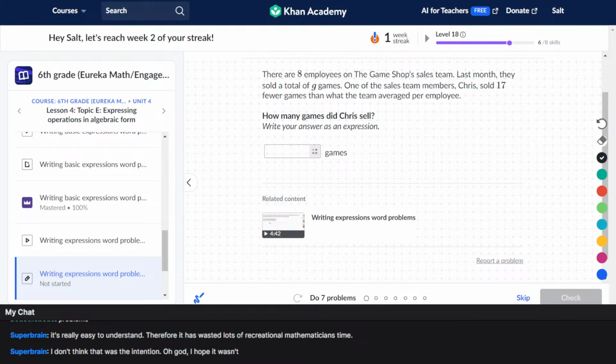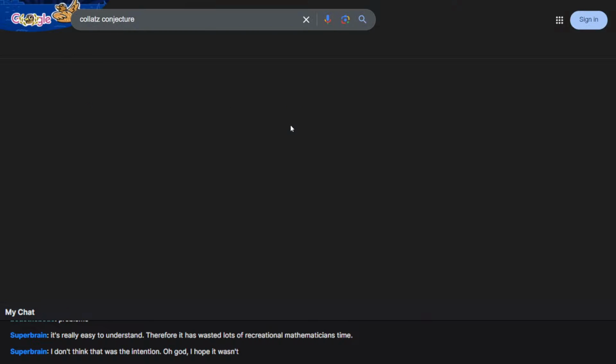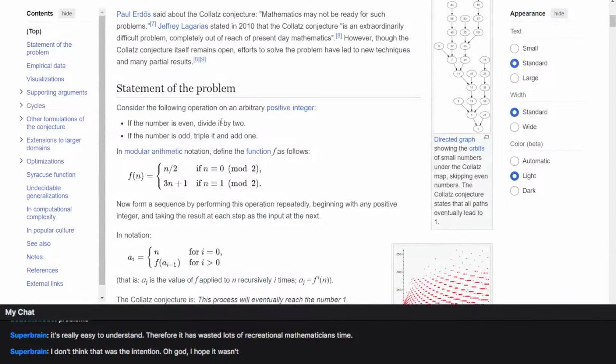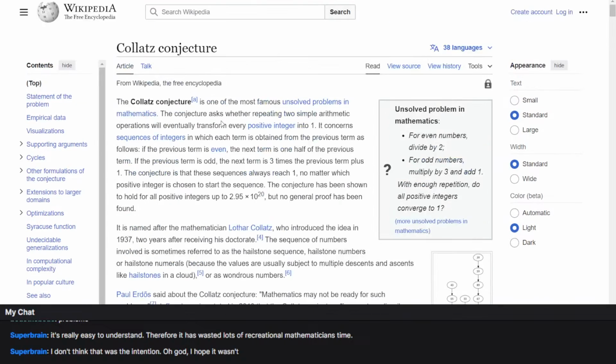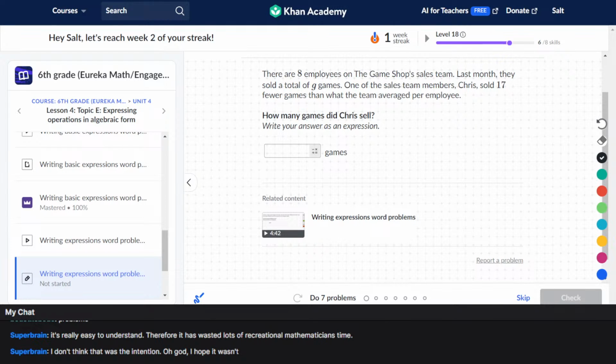Okay, I'll look at the conjecture then. I wonder if I will not understand it. I don't think that was the intention. Oh. Oh God. But I hope it wasn't. If it was, then he's so cool. I don't know. Scientists who are trolls sometimes are the coolest, especially when you don't know for sure if they're trolling. Nope, that's too hard. Bye. At least it won't waste my time.